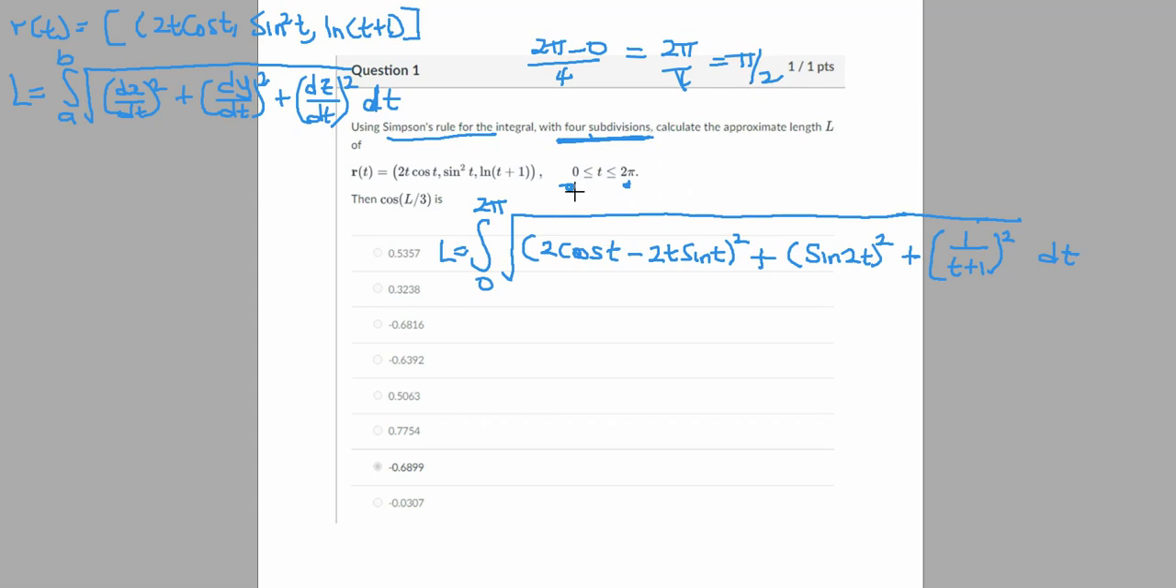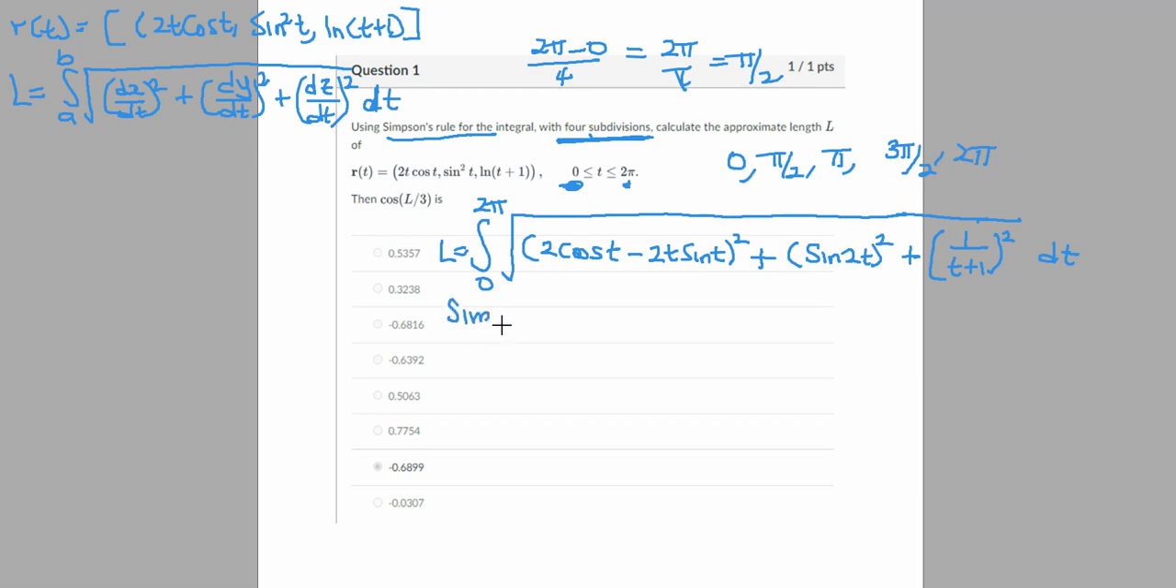The first interval will be the initial interval, which is 0. The second interval will be 0 plus pi over 2, which is pi over 2. The third interval will be pi over 2 plus pi over 2, which is pi. The fourth interval will be pi plus pi over 2, which is 3 pi over 2. And the last interval will be 3 pi over 2 plus pi over 2, which is 2 pi. So these are all the intervals we are going to use for our Simpson rule.